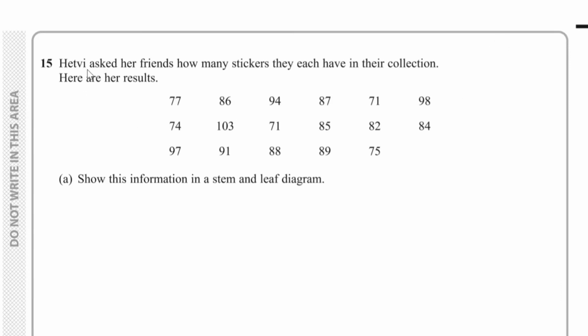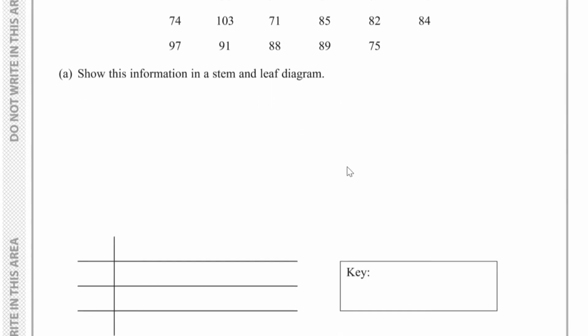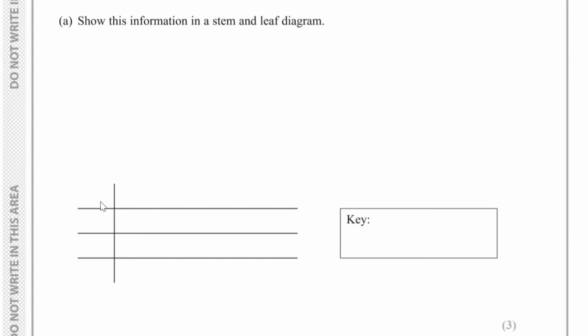Question number 15. Hetvi asked her friends how many stickers they each have in their collection. Here are her results. For part A, we have to show this information on a stem and leaf diagram. Well, we've got 70s, 80s, 90s, and 100s. So for the left hand column, we can put in a 7, 8, 9, and a 10.